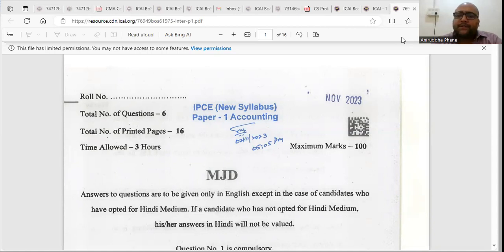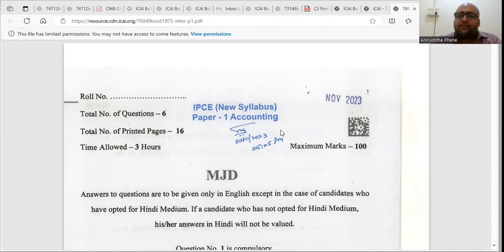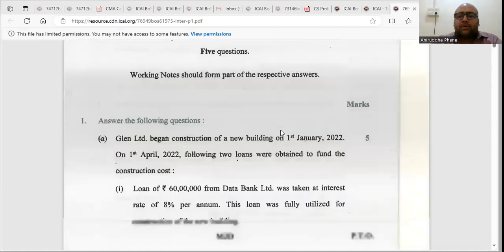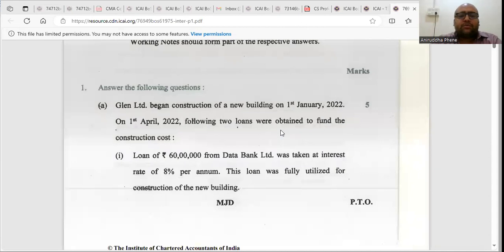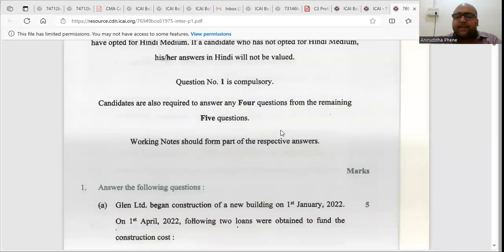Today I'm gonna discuss CA Inter Accounts paper 1. So this is the paper in front of me. Let's see how it was. November 23 accounts paper, first paper of the CA Inter exam. So question 1 is a compulsory question as we all know.